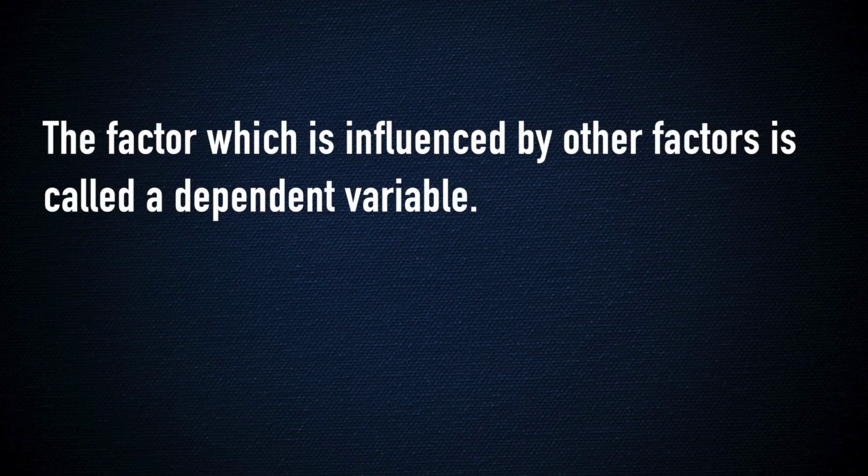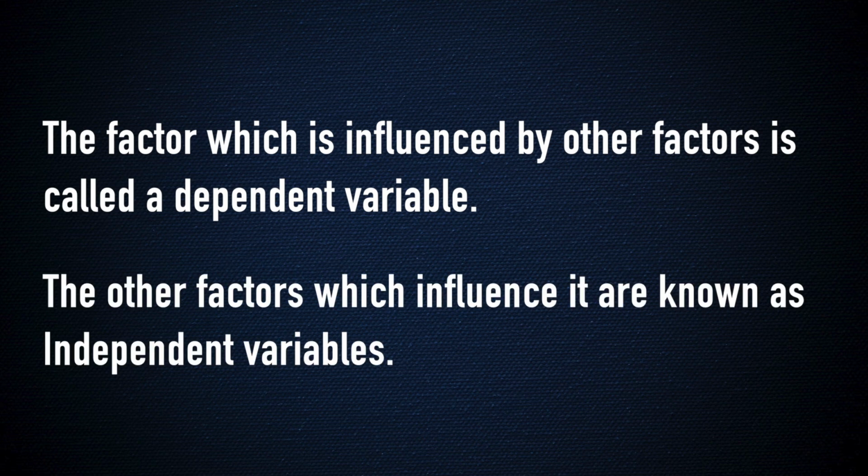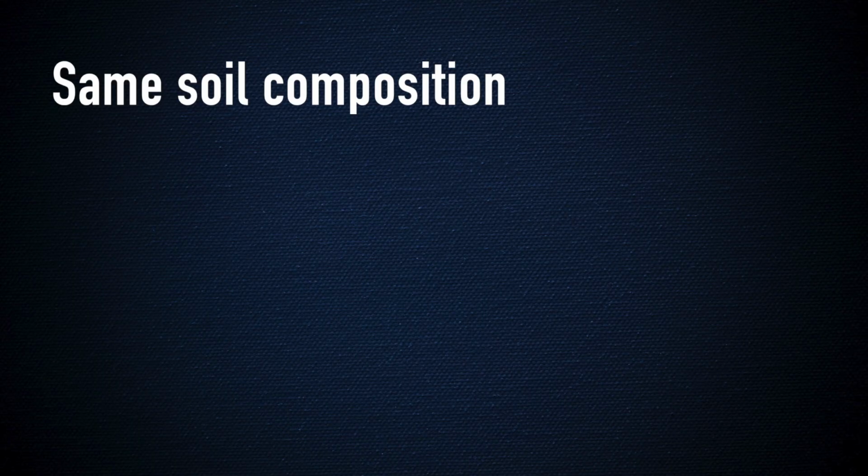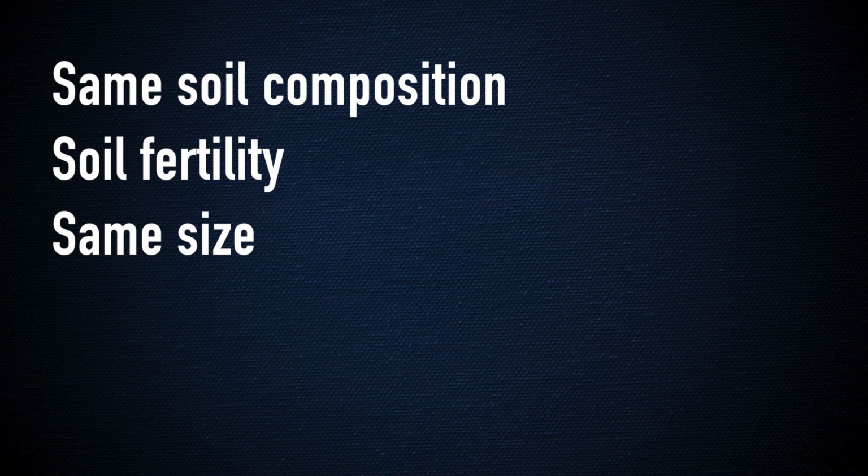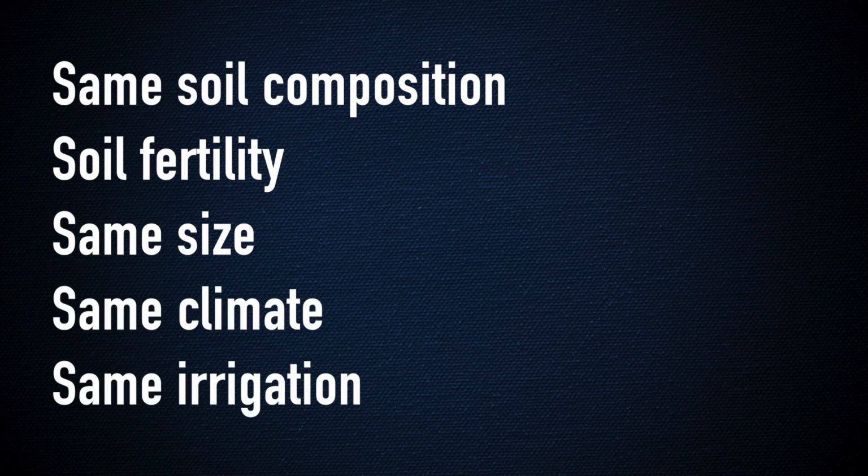The factor which is influenced by other factors is called a dependent variable, and the other factors which influence it are known as independent variables. Two identical groups are selected, and these should be identical in terms of the characteristics of the phenomenon under study. For instance, in a farm productivity experiment, two plots of farmland with the same soil composition, soil fertility, same size, same climate, and same irrigation facility should be selected for study.